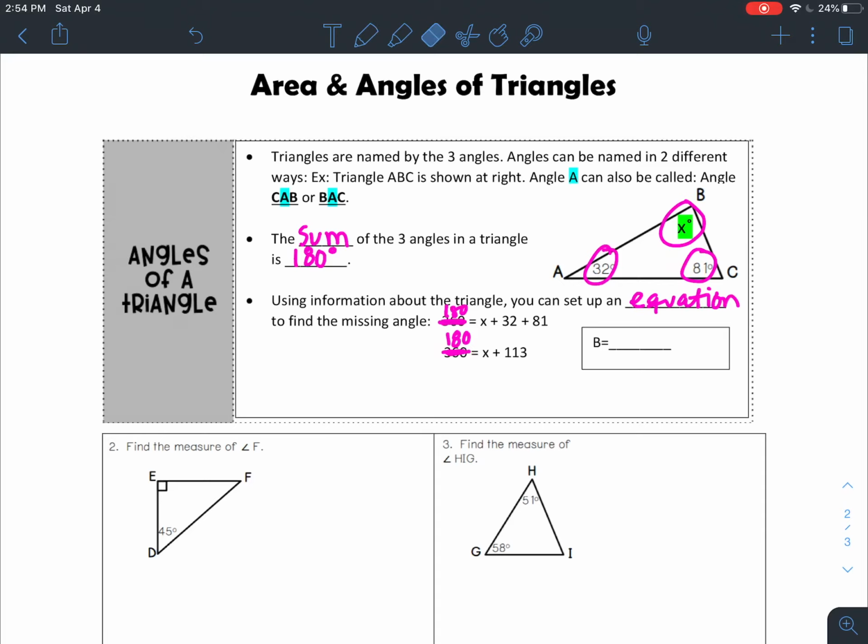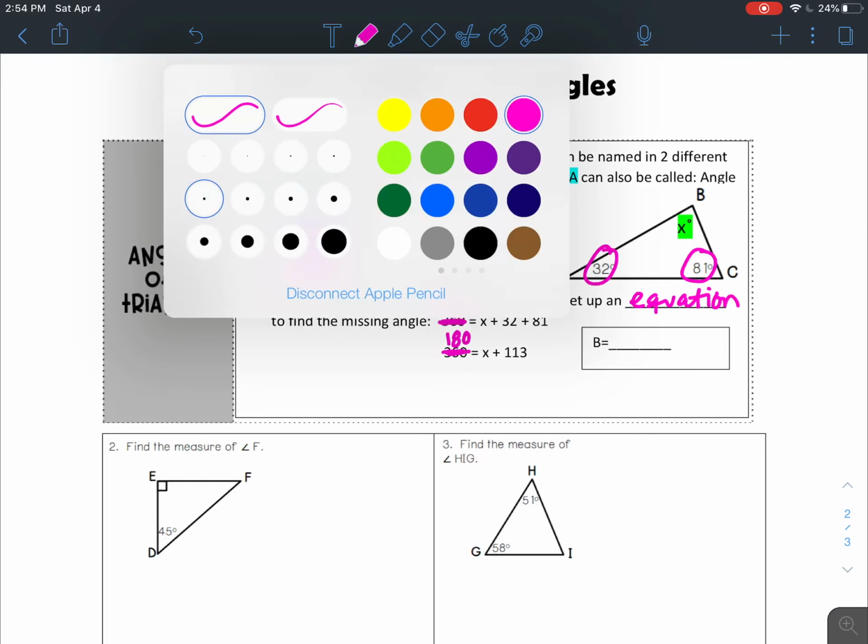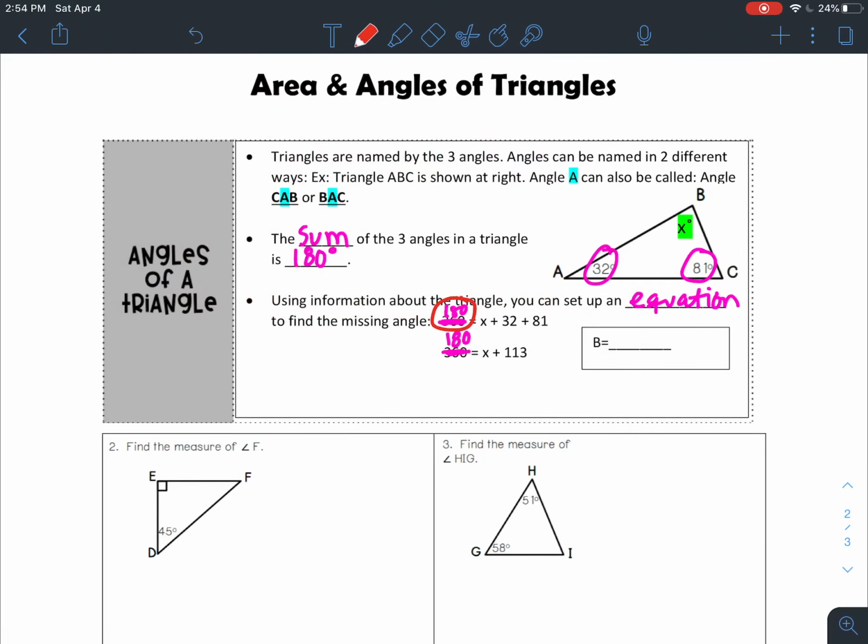If I'm missing one, how am I going to find that? So let's set up that equation. So I know it's all equal to 180. We have x plus 32 plus 81. Now I can't add the x with the numbers there, but I can add the numbers. 32 plus 81 gives me 113. So I have 180 is equal to x plus 113.